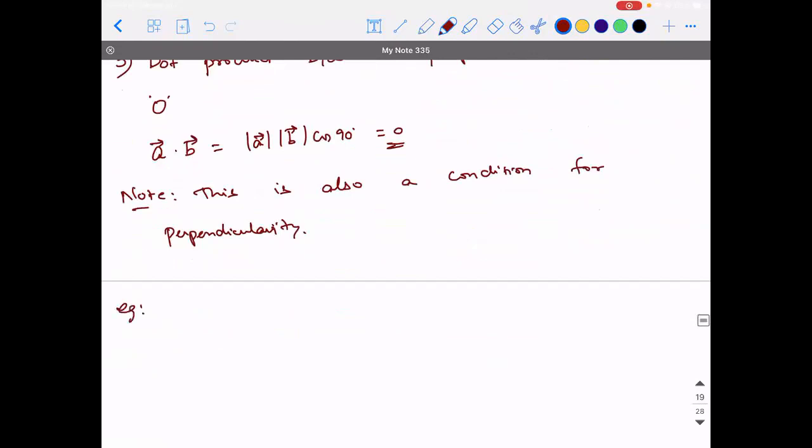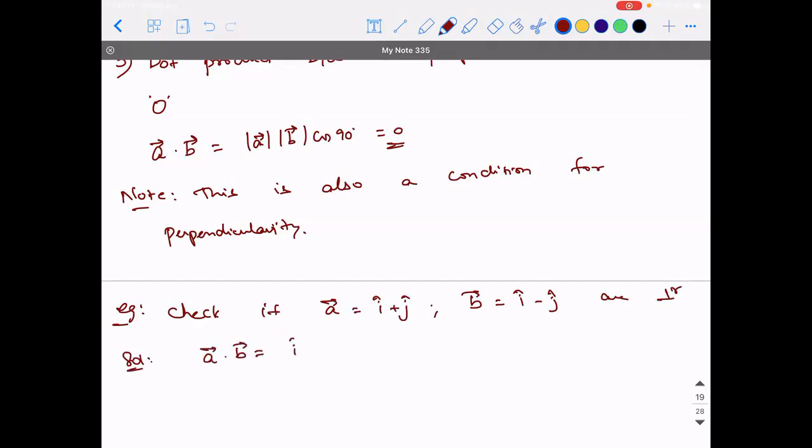Let's take an example. Check if A vector is equal to i cap plus j cap and B vector is equal to i cap minus j cap are perpendicular. So the solution for this is A vector dot B vector is equal to i cap plus j cap dot i cap minus j cap. So what will you get, guys? i cap dot i cap is 1 minus j cap dot j cap is 1. So the answer will be 0. Hence they are perpendicular.